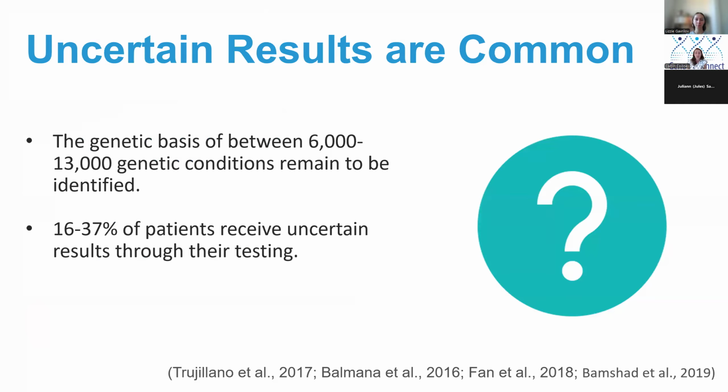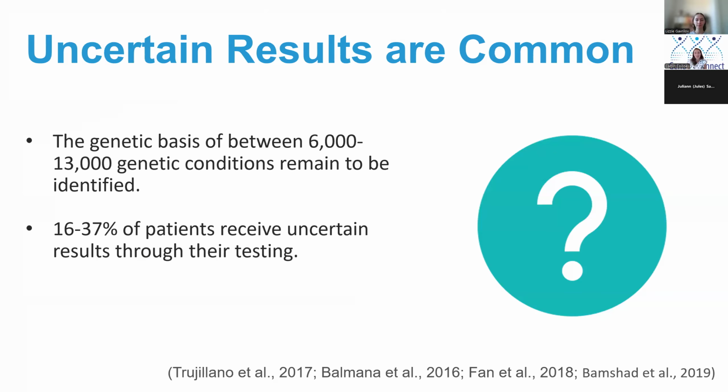Unfortunately, there are many uncertain results, and we do have much to learn in the realm of genetics and health. We know that the genetic basis of between 6,000 to 13,000 genetic conditions remains to be identified. We don't know the genetic implications or cause yet. And between 16 and 37% of patients who undergo genetic testing in the past few years have received an uncertain result, that VUS, that variant of uncertain significance. So really, we have much to learn to better answer these questions.